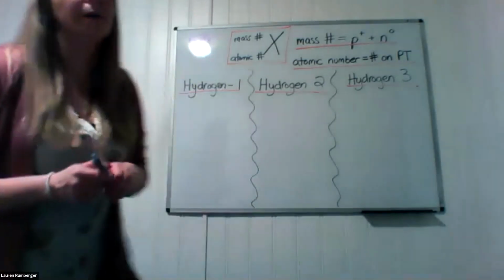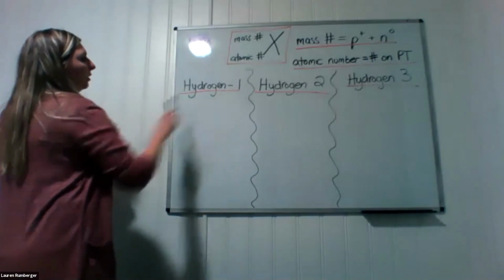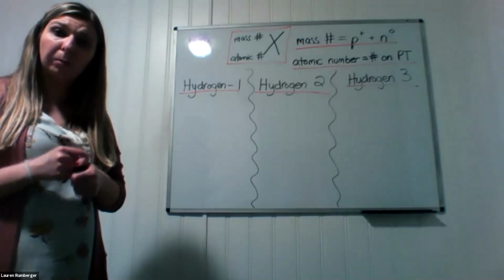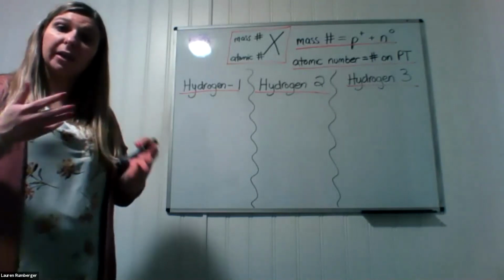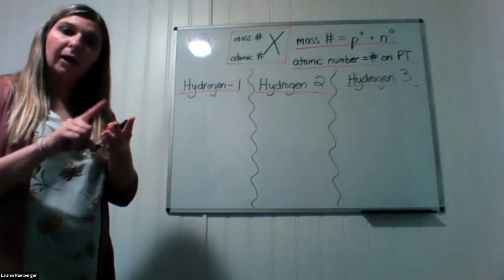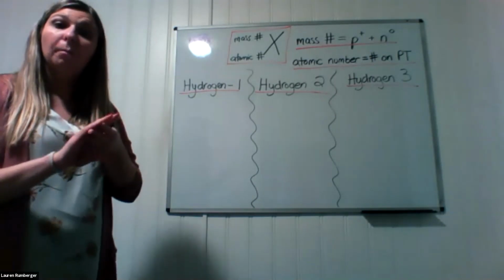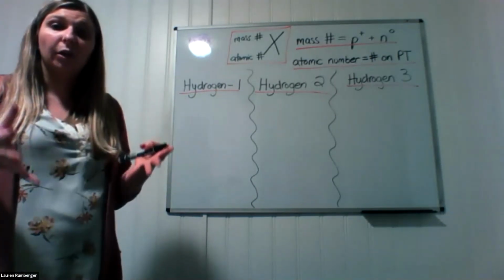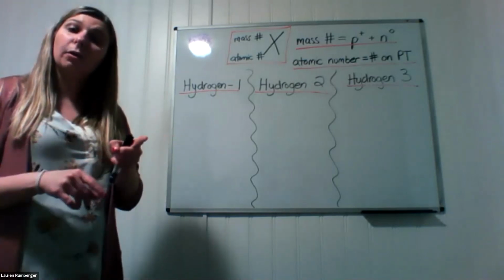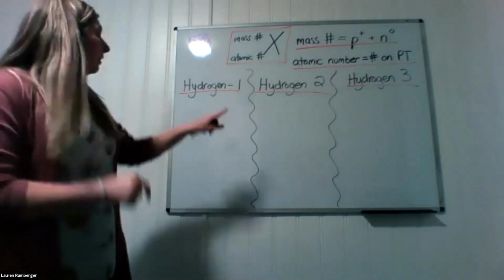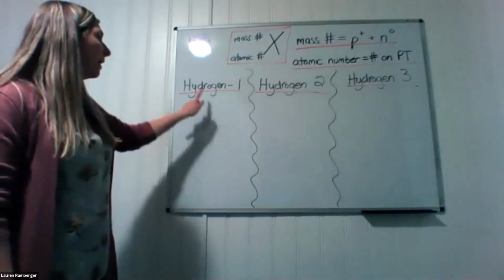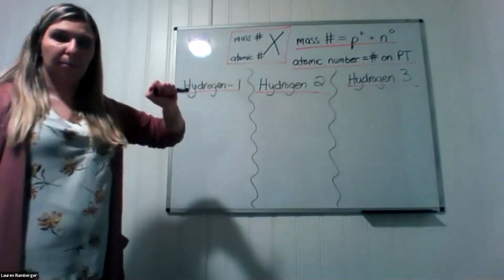So let's take a look here. Let's talk about hydrogen 1. Hydrogen 1 is how we're going to name the first isotope of hydrogen. The isotopes of hydrogen actually have names: protium, deuterium, and tritium. But in order to simplify our isotope naming, we are going to name all isotopes based on the element name, dash, mass number. So isotopes will be named by element name and mass number.